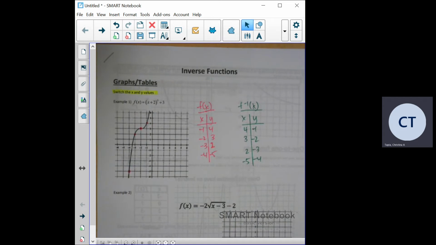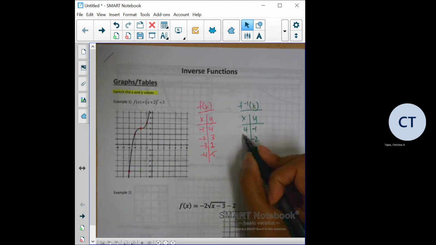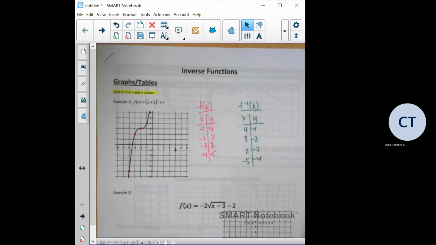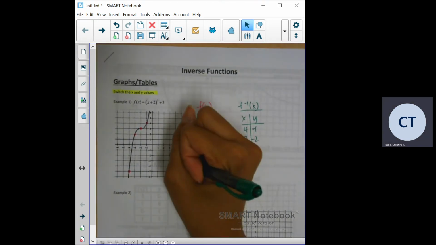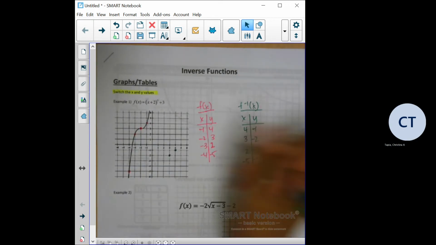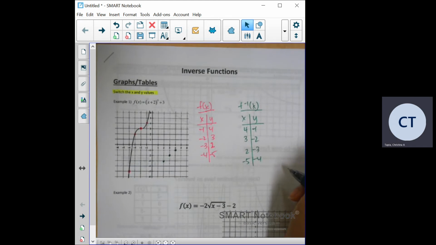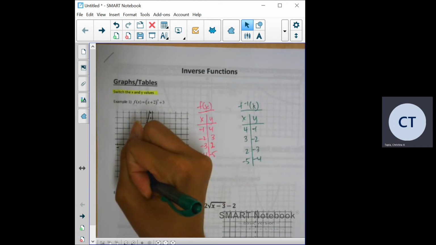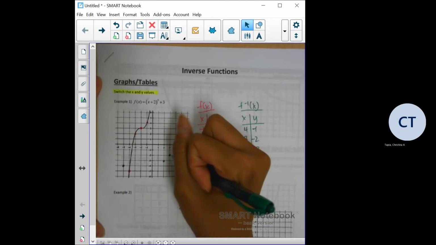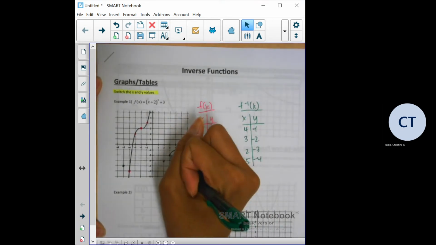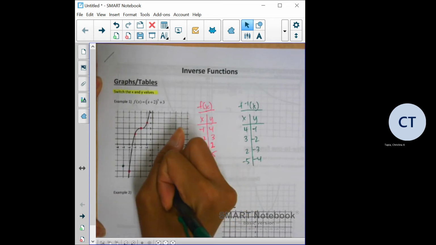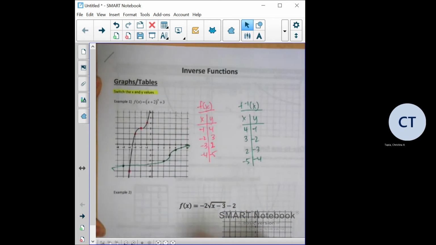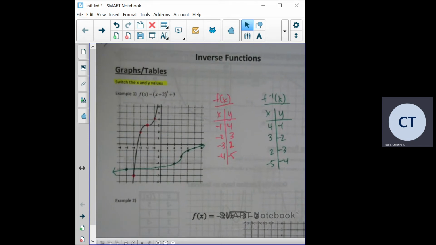So what you guys are going to do is actually plot those points and create that curve. What is that inverse going to look like if you were to graph it? 4, negative 1. 3, negative 2. All the way down to negative 5, negative 4. So your inverse function should look something like this in green.